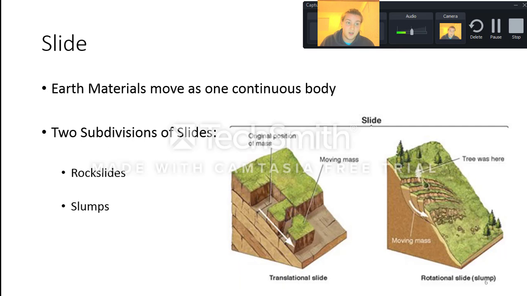Now, the next mass wasting mechanism of interest here is the slide. Now, this slide differs from falls in a very critical way. In a fall, the earth materials fall independently from each other, but in a slide, all the earth materials associated with the mechanism tend to move as one uniform, continuous body. And these slide mechanisms can be divided into 2 subdivisions, and they are known as rock slides and slumps.